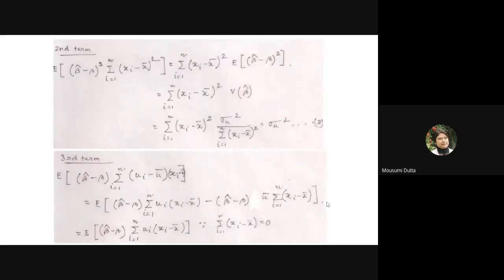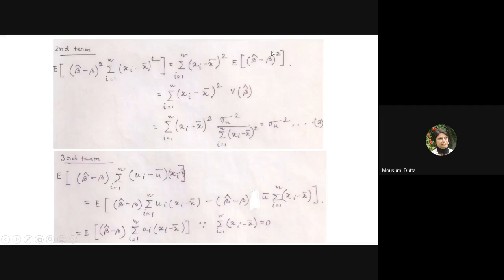So I'm moving to the second term. The second term is (beta hat minus beta) whole square into summation (xi minus x bar) whole square, and I have to take expectation of that. So if I operate expectation, it is summation (xi minus x bar) whole square into expectation of (beta hat minus beta) whole square.